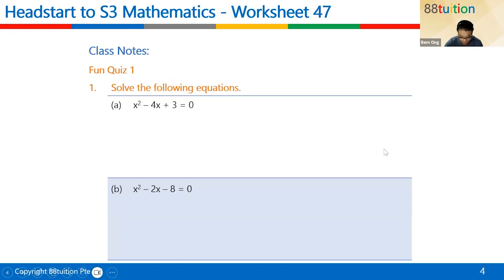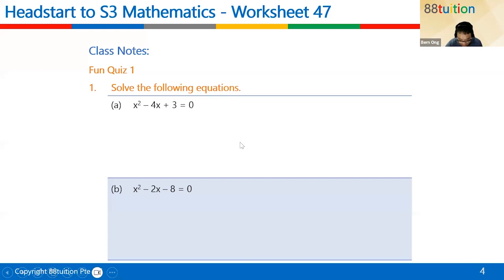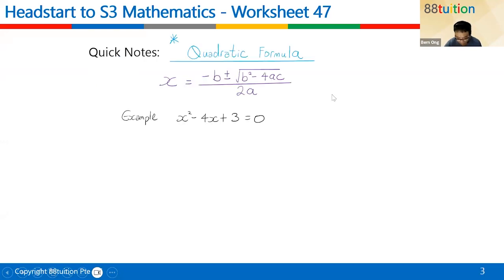For example, we have this question: x squared minus 4x plus 3. Example, x squared minus 4x plus 3 equal to 0. I selected this from the slide down here. X squared minus 4x plus 3 equal to 0.